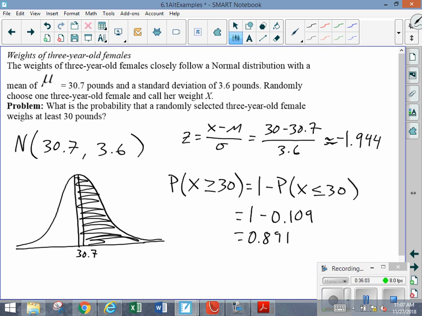All right, so there it is. The probability is 0.891. We did it.